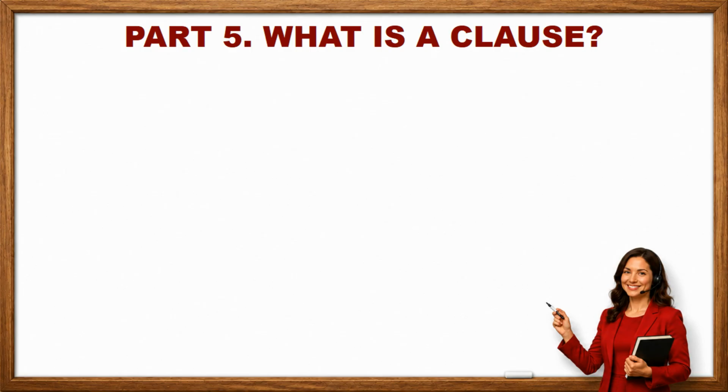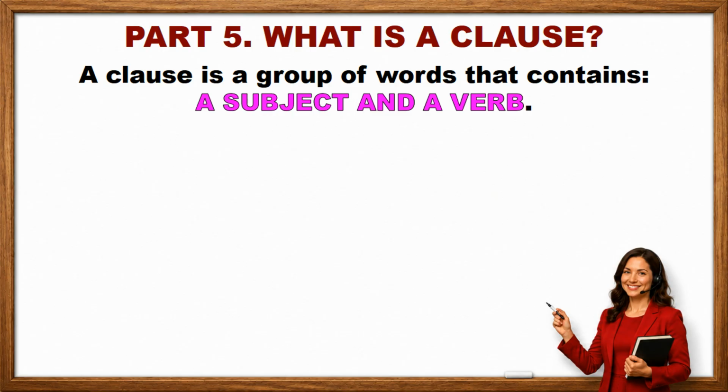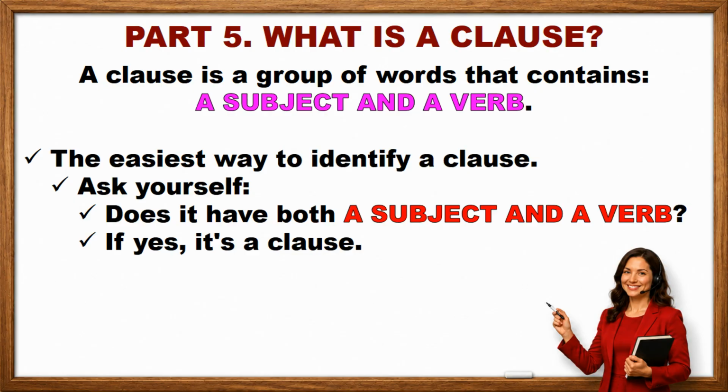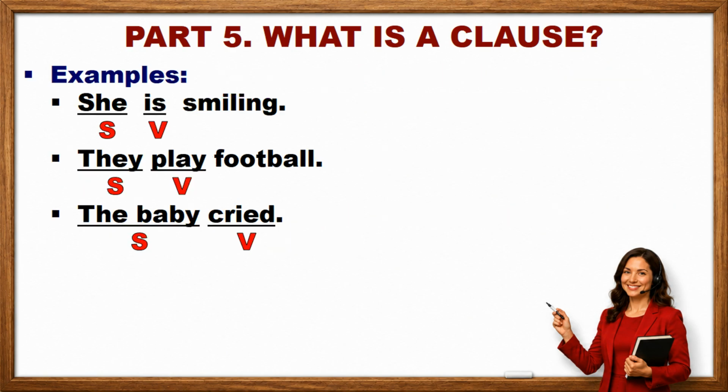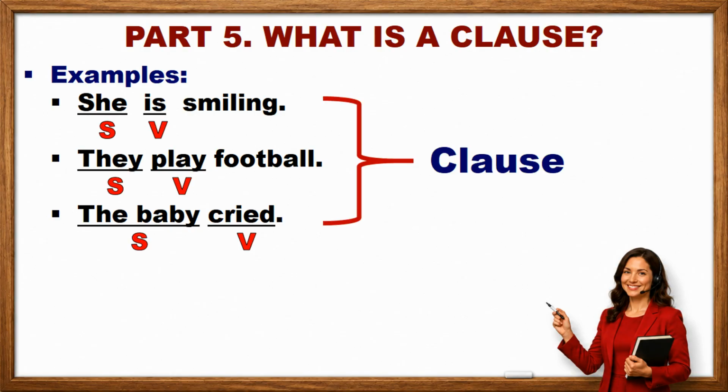Part 5. What is a clause? Now we reach the biggest structure in today's lesson. A clause is a group of words that contains a subject and a verb. This is the easiest way to identify a clause. Ask yourself, does it have both a subject and a verb? If yes, it's a clause. Examples: she is smiling. They play football. The baby cried. Every example has a subject and a verb. Therefore, they are clauses.